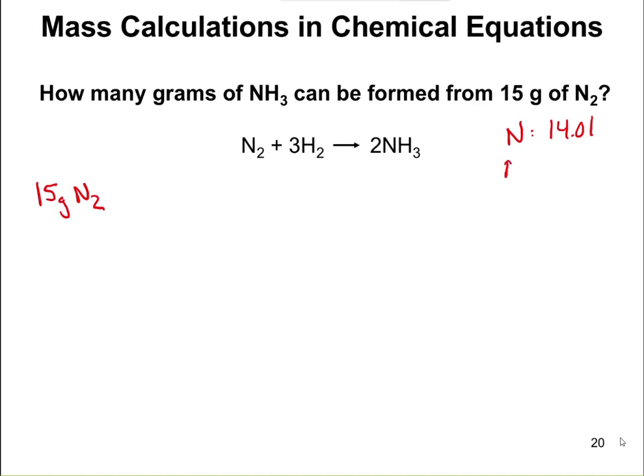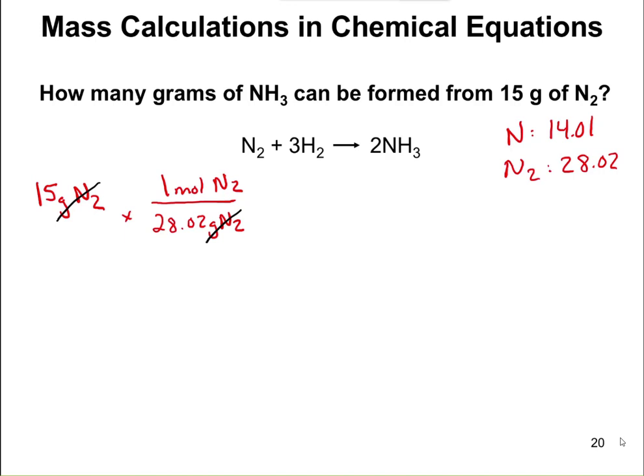So N2 is going to be 28.02. That means I can use that as my conversion factor, and say that there are 28.02 grams of N2 per 1 mole of N2. And now I've gone from grams of N2, which canceled out, and if I did the math there, I would know how many moles of N2 I had. It would be about half of a mole.